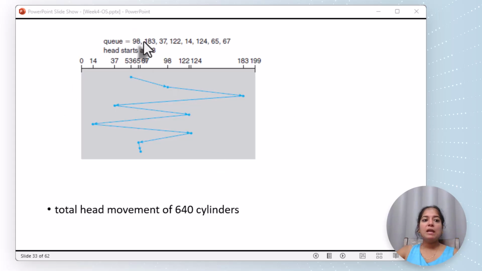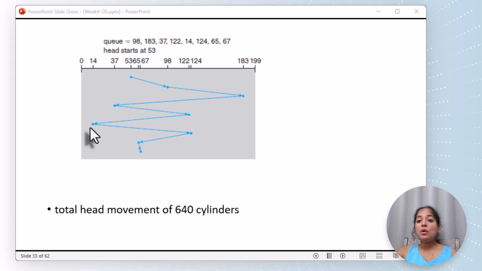For example, if you are having a queue of disk head requests 98, 183, 37, 122, 14, 124, 65 and 67, and currently the head starts at 53. So it starts with 53, then the request is for 98. So from 53, your head will go towards the 98. Then from 98, it will go towards the 183. Then from 183, it will go towards the 37, then 122, then 14, and so on.